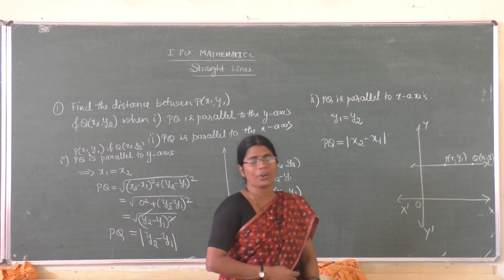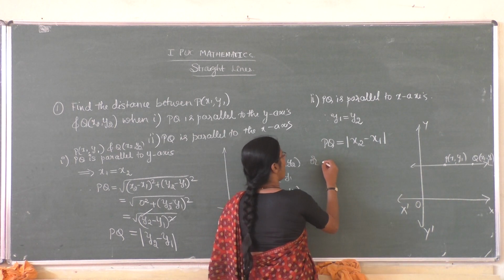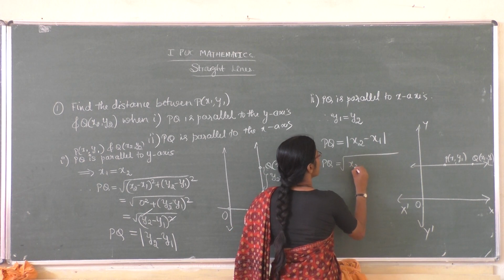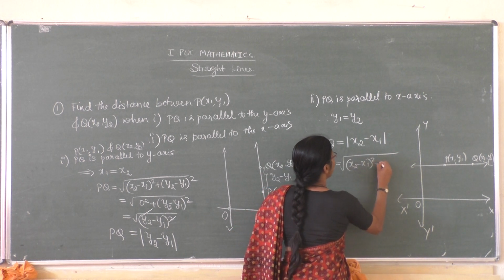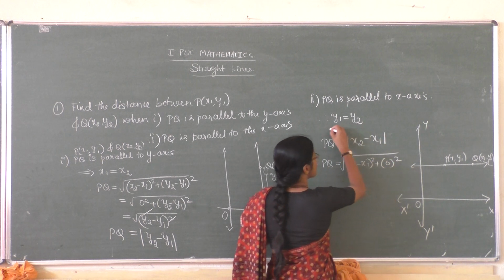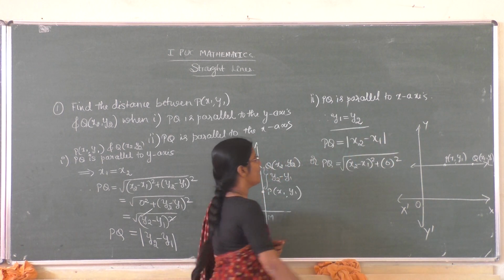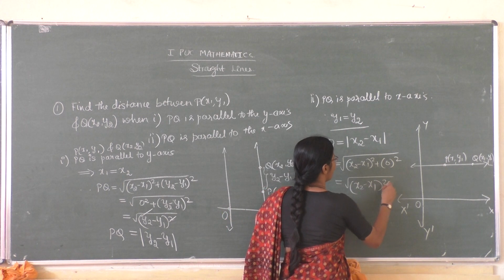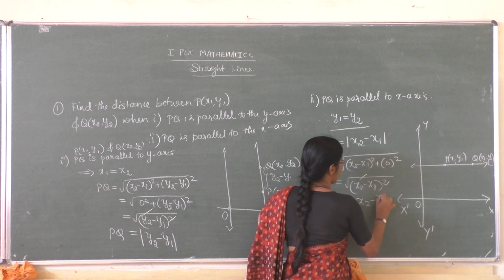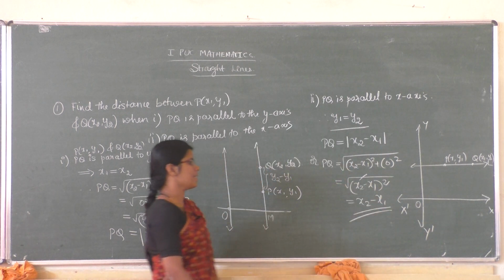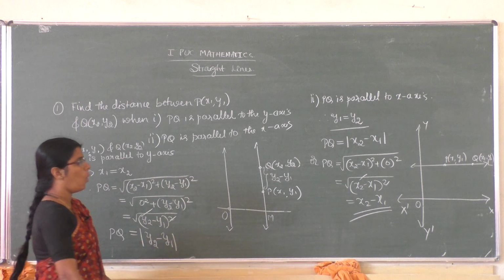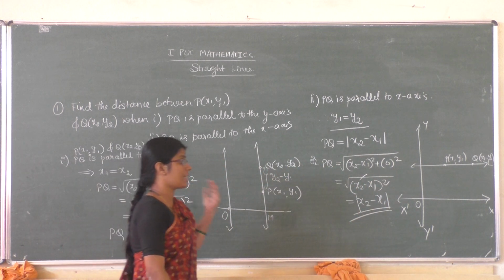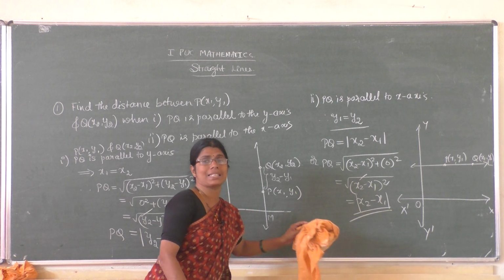If you are not drawing the diagram, then how can you take it? PQ is equal to square root of x2 minus x1 whole square plus 0 square, because y1 equal to y2, and that is nothing but square root of x2 minus x1 whole square, that is x2 minus x1. So this is how we get the value, modulus. Here also we take modulus because we don't know whether x2 is greater than x1 or x1 is greater than x2.